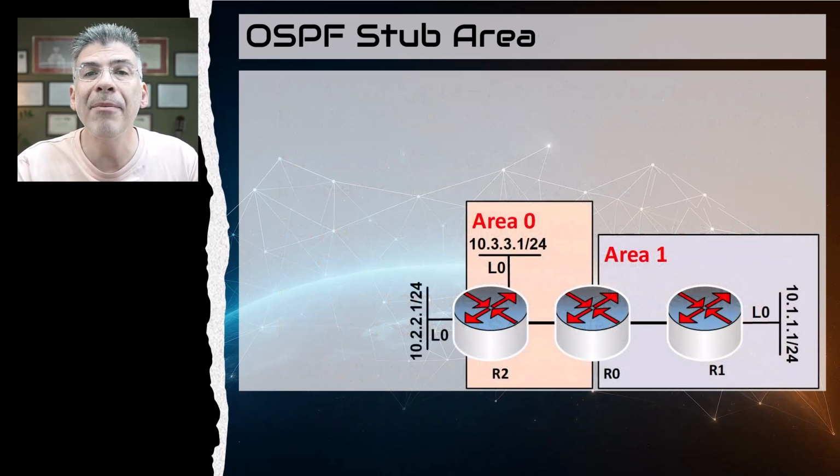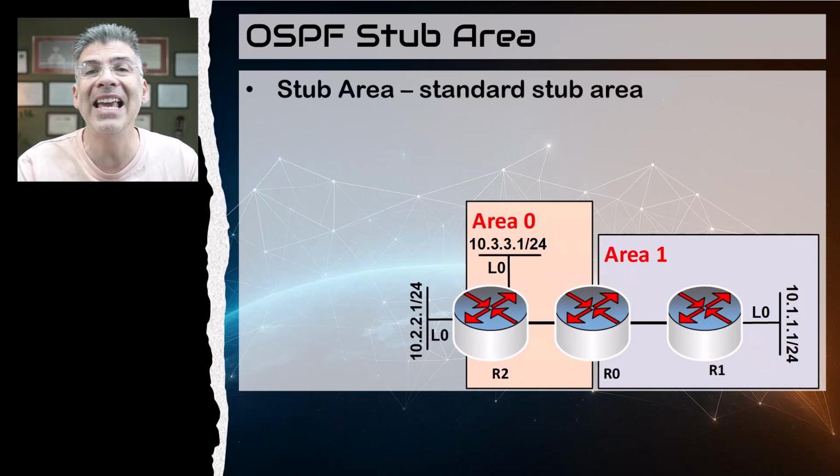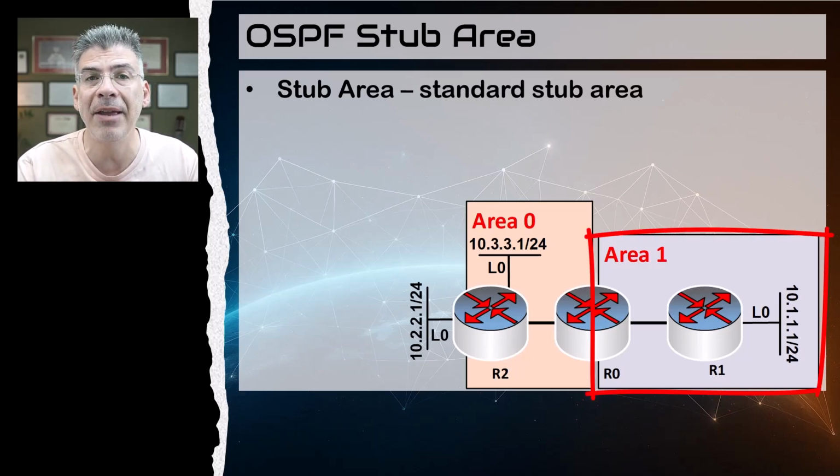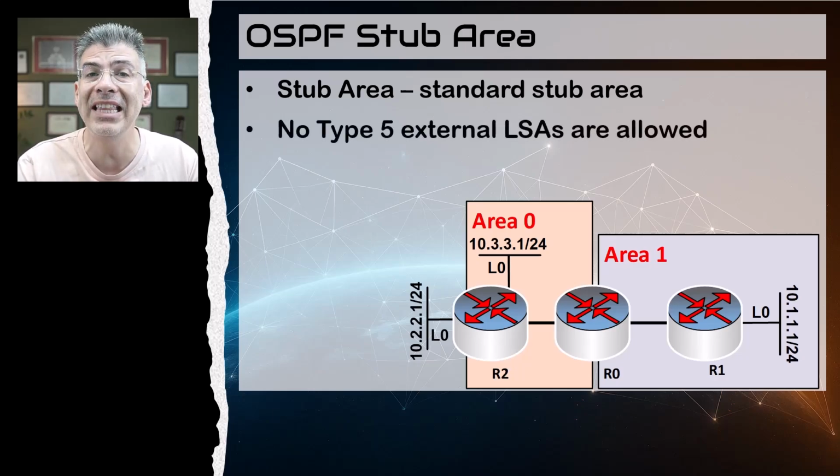The first stub area type is simply called a stub. This can be thought of as a standard OSPF stub area or simply a stub area. In this topology, Area 1 is configured as a stub area. There are certain rules that are adhered to when an area is configured as a stub. The first is that no Type 5 external LSAs are allowed within this area.